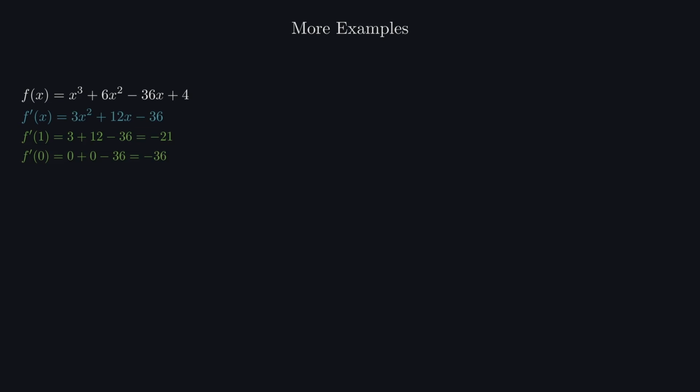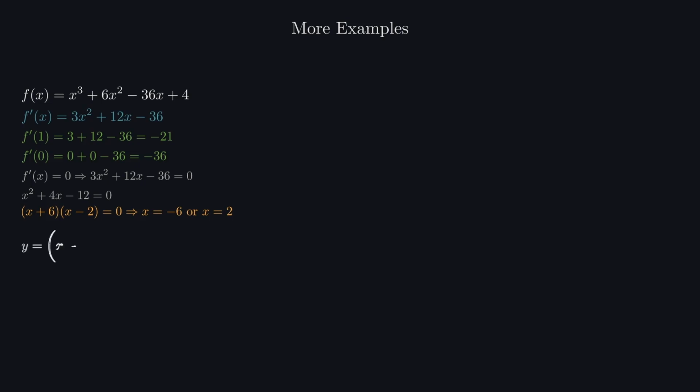We want also to find the value of x which makes f prime of x equal to 0. So we set 3x squared plus 12x minus 36 equal to 0. Dividing every term by 3, we get x squared plus 4x minus 12 equals 0. This is a quadratic, and we factor it as x plus 6 multiplied by x minus 2 equal to 0. This has two solutions at x equals minus 6 and x equals 2.